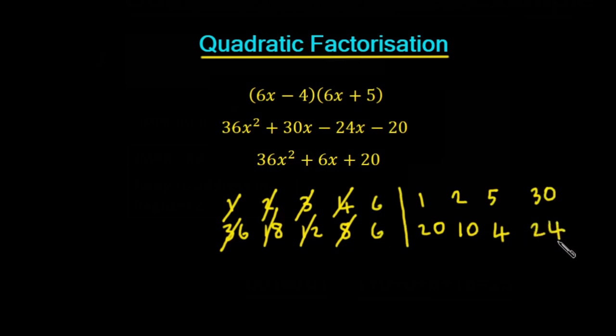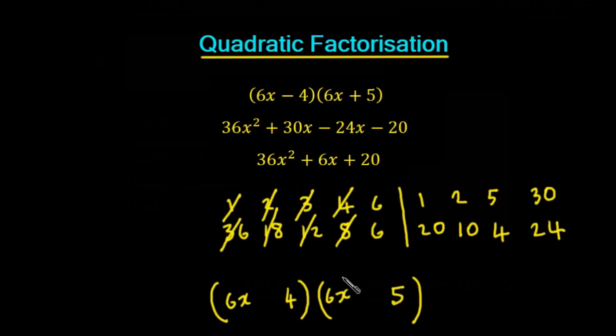So now your alarm bell should be ringing and you should be saying, I can make 6 here from 30 and 24, I can take 24 away from 30 and I can get a value of 6. So we know that the final solution is going to be of this form. So it's going to be 6x and 6x, and the two numbers are going to be 5 and 4. So we'll put 5 in there and 4 in there.